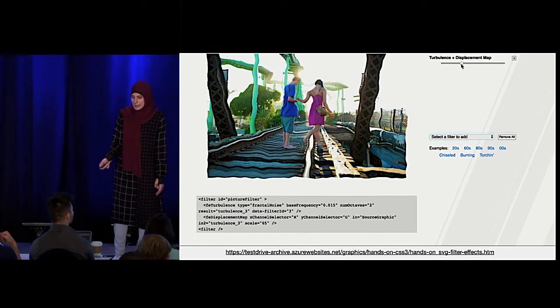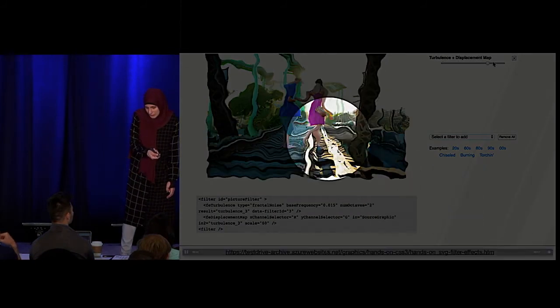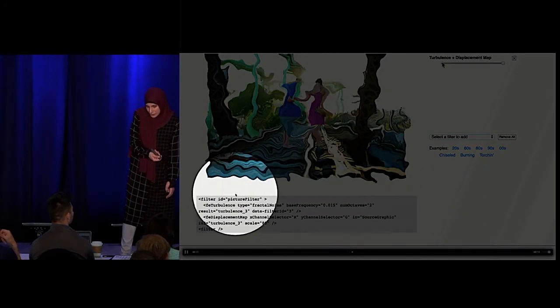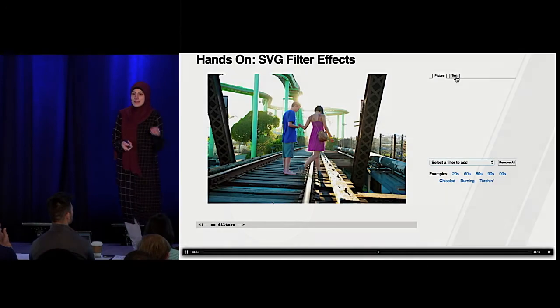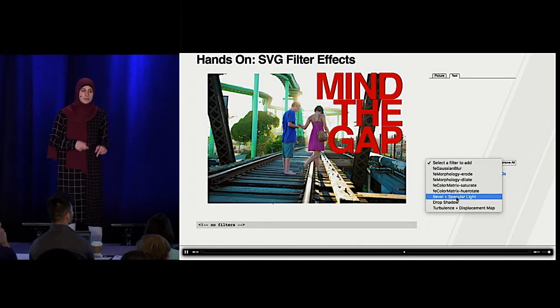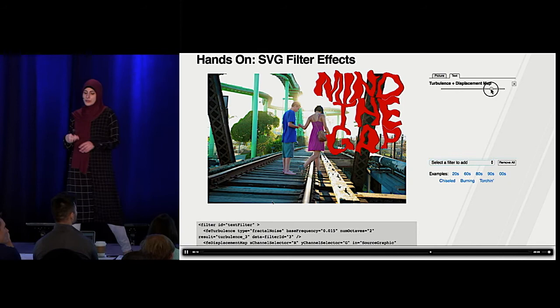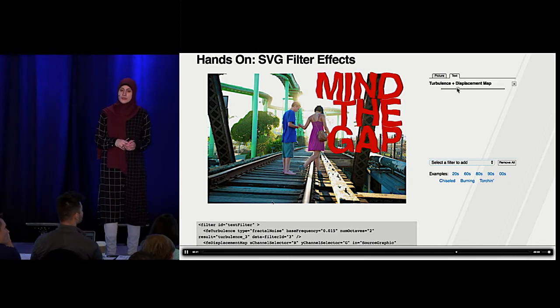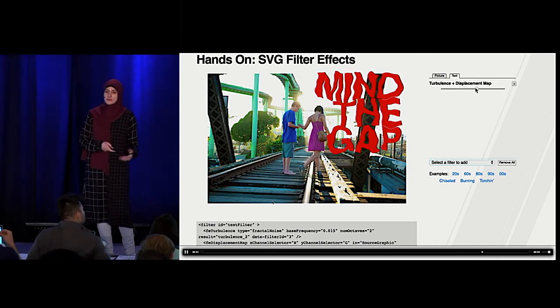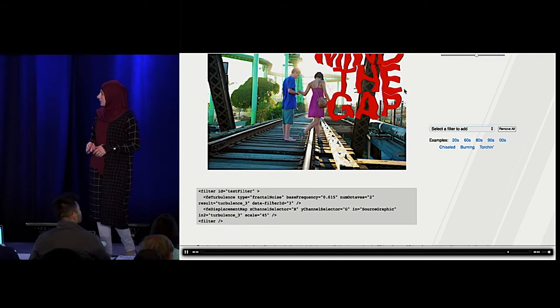What's happening here is, if you look at the code, we have the FE turbulence, and then it's being used as an FE displacement map to displace the image. So we're generating noise, and then we're using it to displace the image. You can also use it to displace text, which creates this kind of effect.